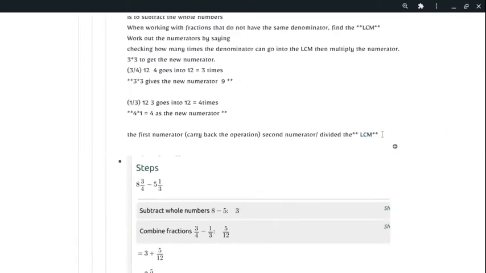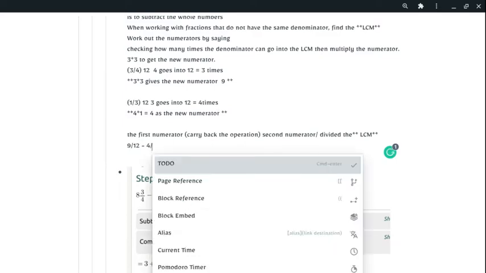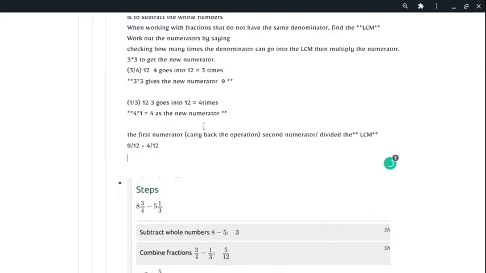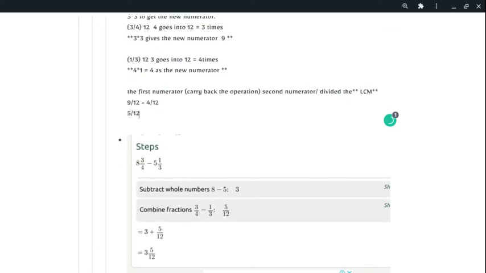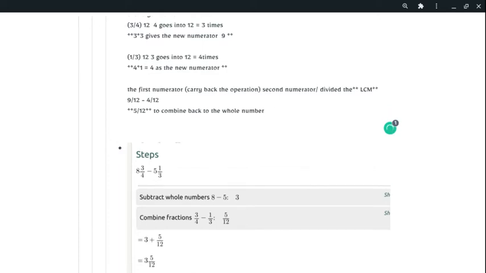Let's look at how this is done. We're gonna say now 9 divided by 12 minus, what's the second one? 4 divided by 12. And that gives us 9 minus 4 is 5, so 5 over 12. This is our new fraction when worked out. But we still need to combine it back to the whole number. That gives us 3 and 5 over 12. That's our answer. Everybody understand?